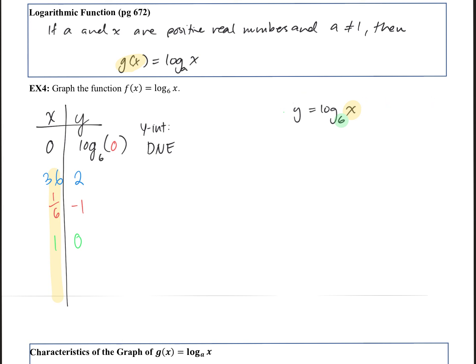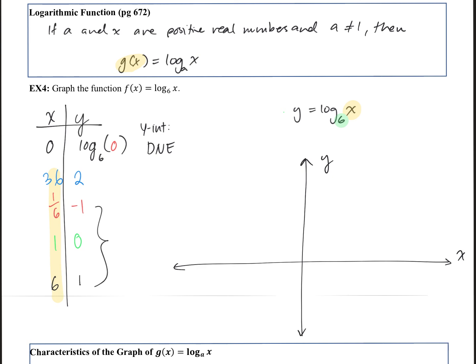So let's go ahead and graph this. My y values, my x values. Okay, what do we have here? We have 36 and 2. That's kind of large. I'm going to back down a little bit. How about we pick 1 for y? So when we raise 6 to the first power, we get 6. So let's go ahead and work with these 3, graphing those.